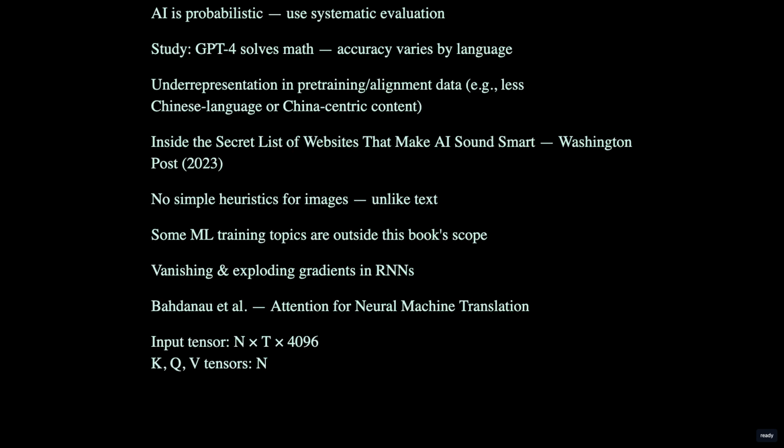Because tokens are processed in batches, inputs are stored as a 3D tensor with shape n (batch size) times t (sequence length) times 4096 (vector size). Each token produces k, q, and v vectors of length 4096. So the full k, q, and v tensors also have shape n times t times 4096.